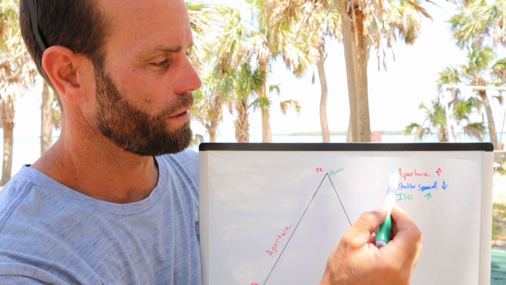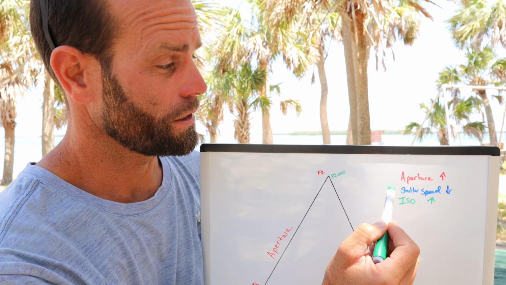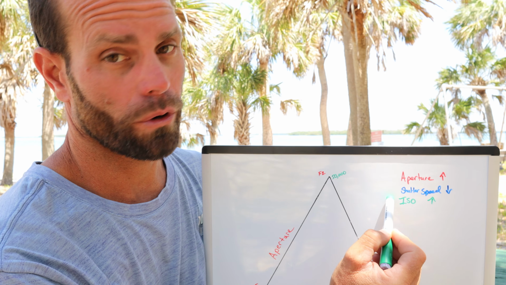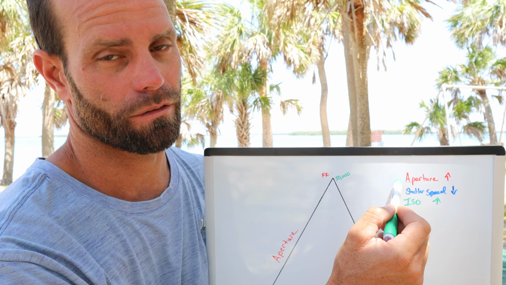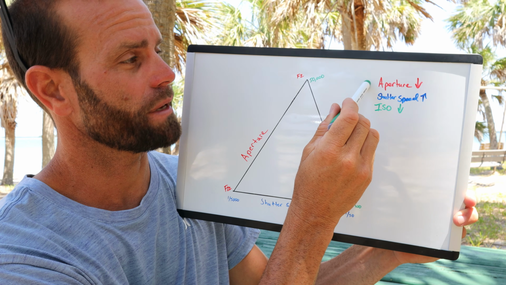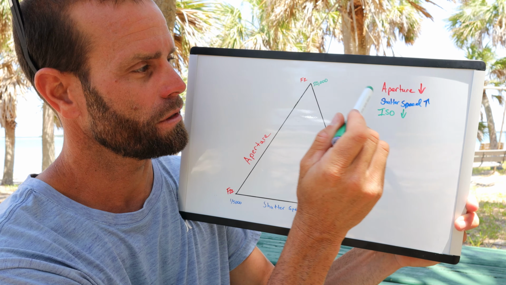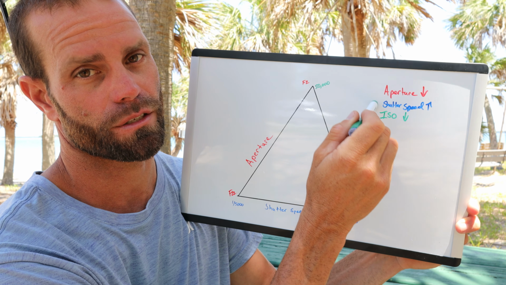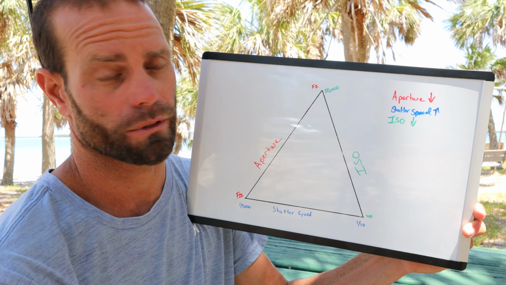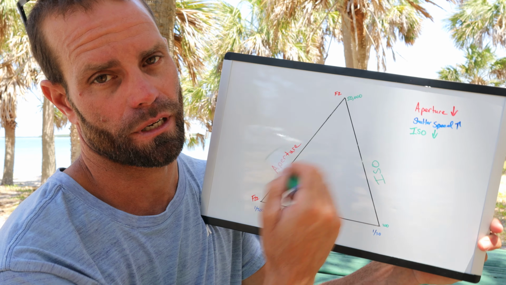Just remember, if aperture goes up, shutter speed goes down, or ISO goes up. One of these two things must happen if the aperture goes up. Same thing happens when aperture goes down: shutter speed goes up, or ISO goes down. One of these two things must happen to expose the photo properly. And that's how these things work together.